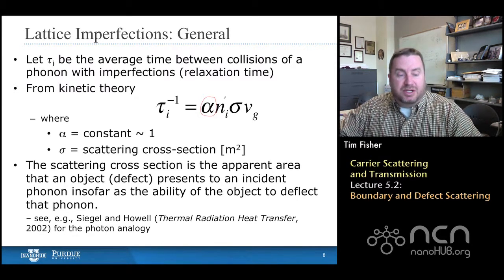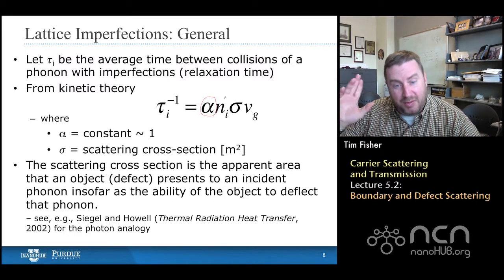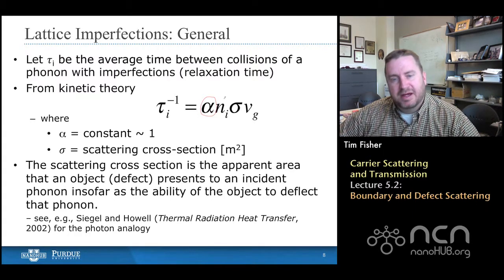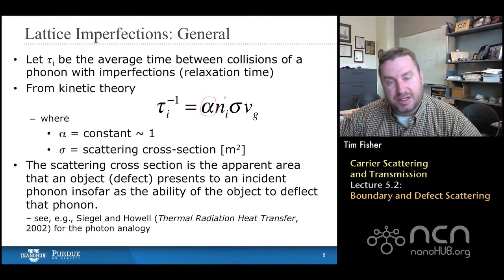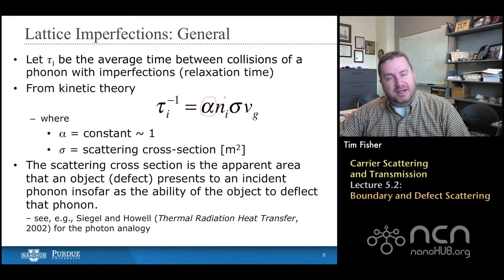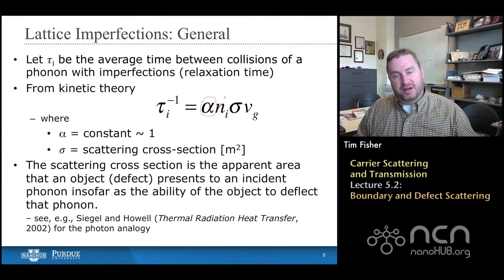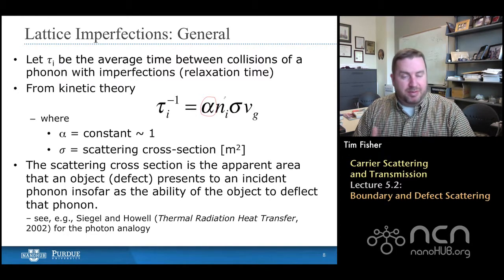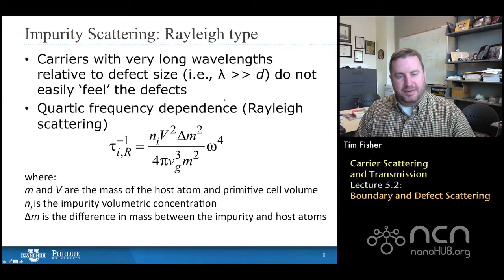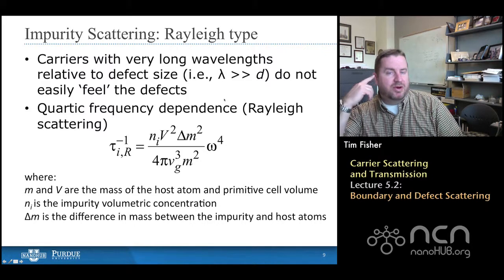So the scattering cross section is really how big the defect looks to a certain type of carrier. And in fact, it's not just a certain type, but a certain carrier. So some carriers, let's say, that have very long wavelengths might not really see an object that's very small ever, even if it can pass right through it. And that's another thing that we need to add to our analysis here. And so we'll just talk about one of those types.